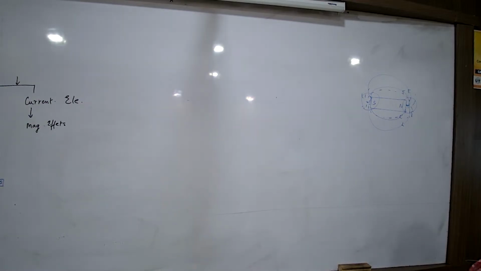Therefore, what does it tell us? Is it scalar or vector? It's a vector quantity. Make a note of it, because it has got both magnitude and direction. Therefore it is a vector quantity.